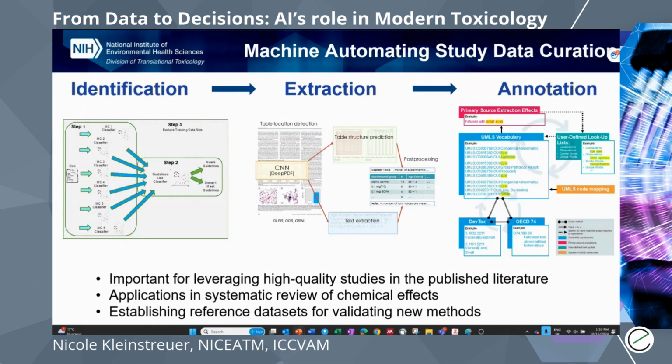Then the extraction piece. So once you've identified high quality studies, how do you pull out that information in a structured format that's both human readable and computationally analyzable? And then the annotation piece.